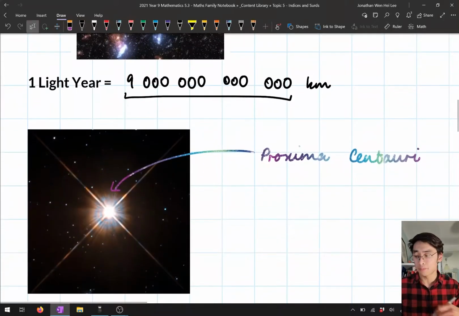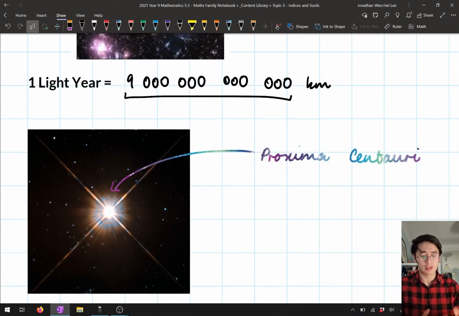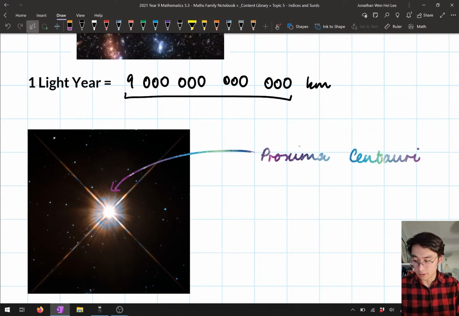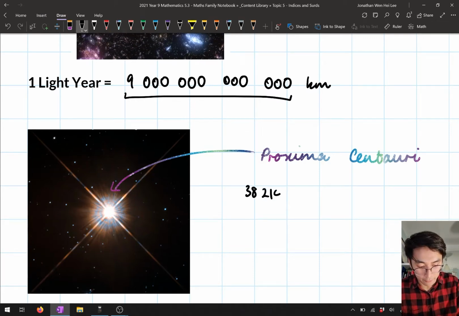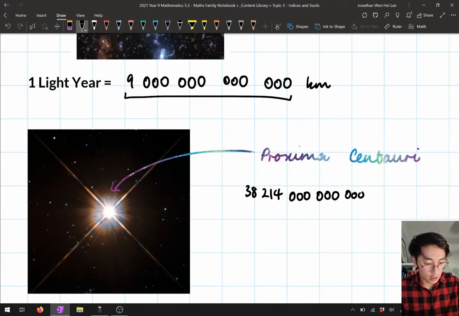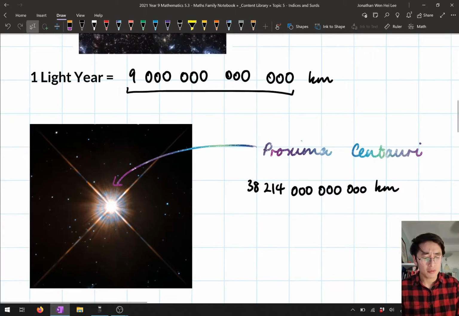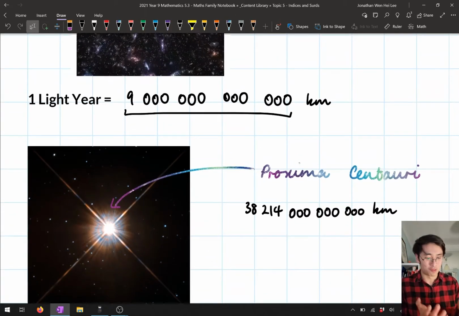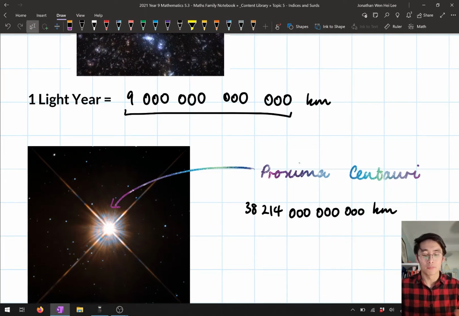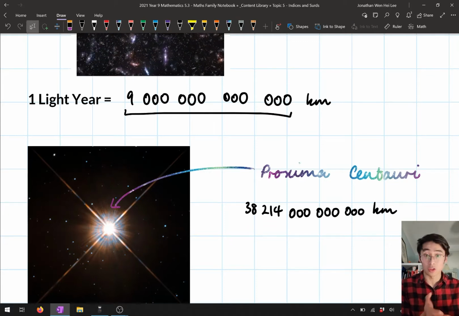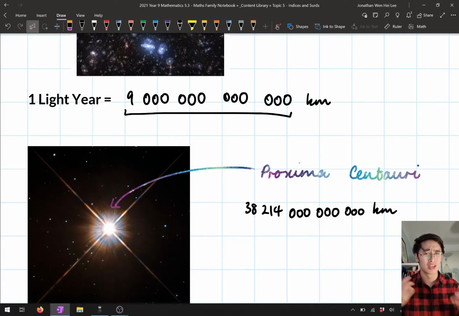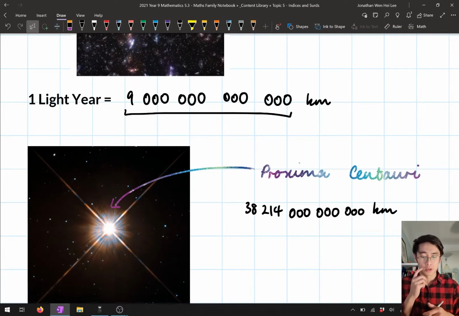For example, the nearest star to our solar system is this star called Proxima Centauri, and that is approximately 38,214,000,000,000 kilometers away from Earth. It's really irritating to have to write these large numbers. If you're reading a paper or some facts about distances between local stars, you might think, oh my gosh, is there a much easier way to write this? Scientists and mathematicians use scientific notation to write big numbers like these, which represent distances in our universe.